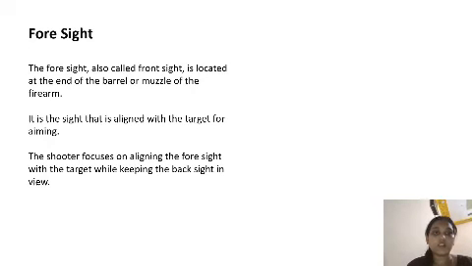Foresight. The foresight, also called the front sight, is located at the end of the barrel of a firearm. It is the sight that is aligned with the target for aiming. The shooter focuses on aligning the foresight with the target while keeping the backsight in view.